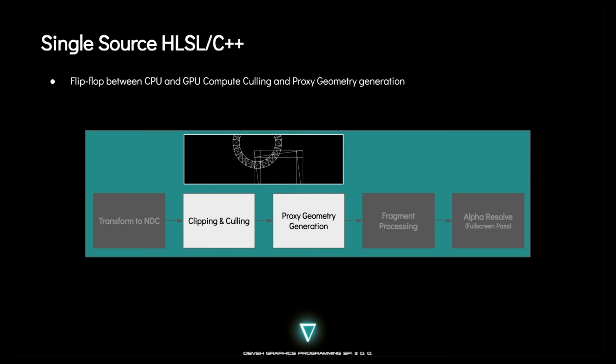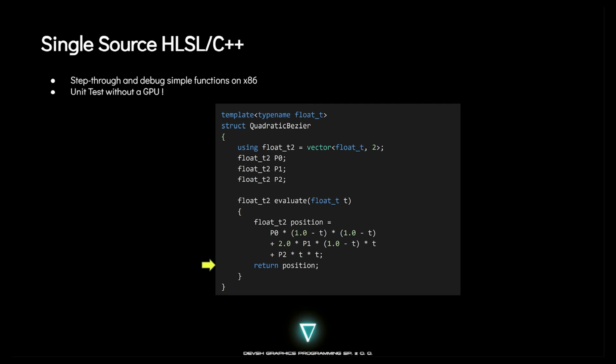Single source HLSL C++ also allows us to flip-flop between CPU and GPU for culling or proxy geometry generation at a moment's notice. As a bonus, you can debug and prototype shaders on the CPU without expending effort to think about setting up the descriptors and pipelines.